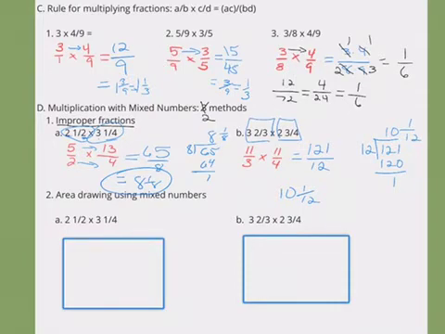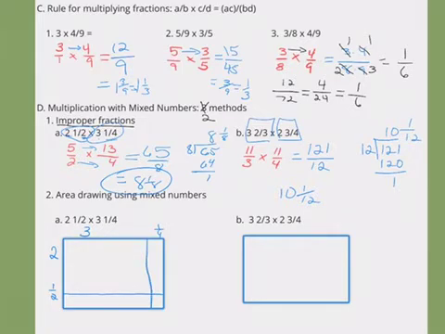So that's one method to multiply mixed numbers. If you don't like that method, you can go ahead and use the area drawing. Very similar to what we've done in the past with multiplication, I'm going to break my rectangle up into some parts. I'm going to separate my mixed number into a whole number and a fractional part, and draw a line. I'm going to do the same thing with 3 1/4. I have 3, and then I'm going to have 1/4 here, and draw a line.